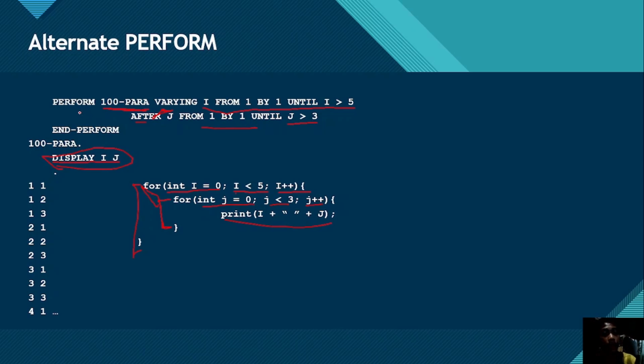We included it in this perform task, which means we explicitly use the perform by joining the function of 100 para in displaying I and j, and the varying I and the loop.